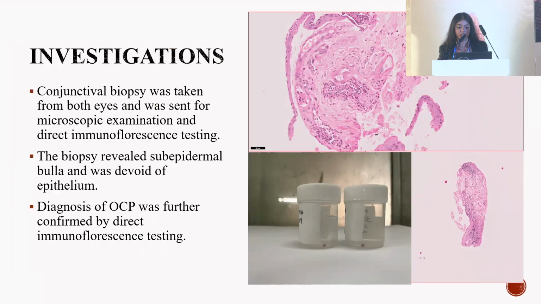For further investigation, we performed a conjunctival biopsy from both eyes, and it was sent for microscopic examination as well as direct immunofluorescence testing. The biopsy revealed subepidermal bullae and was devoid of epithelium. The diagnosis of OCP was further confirmed by direct immunofluorescence testing. This patient was treated conservatively and was referred to a rheumatologist for management and advised to follow up with us.